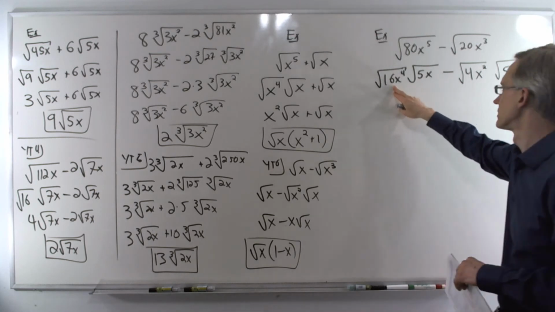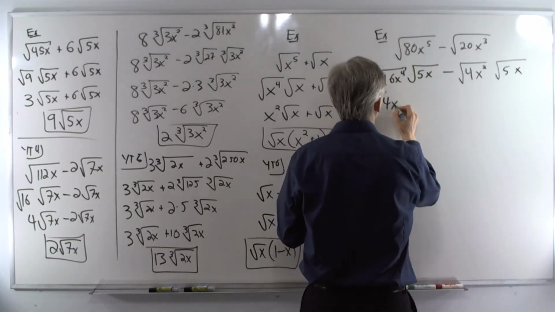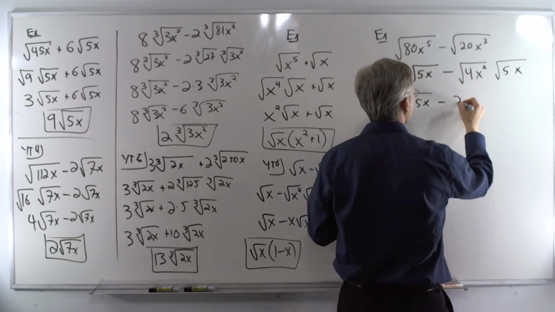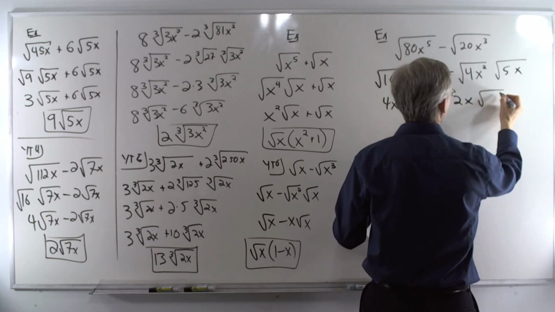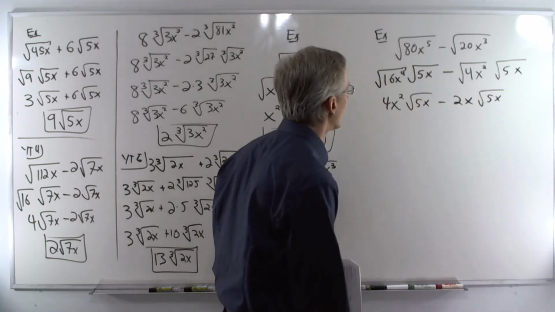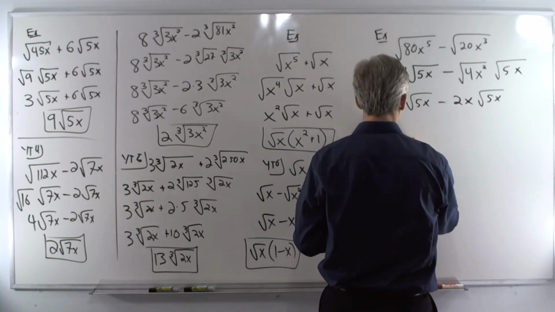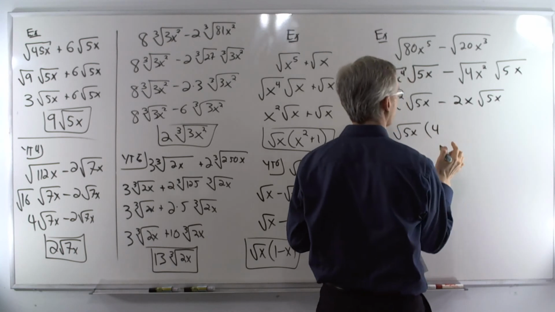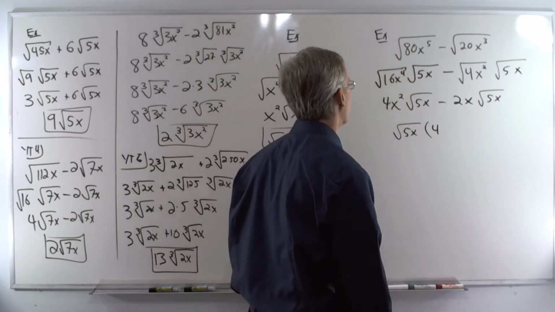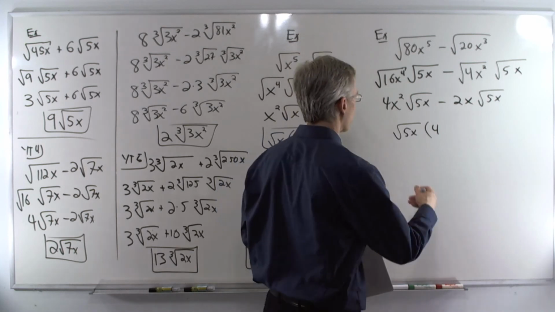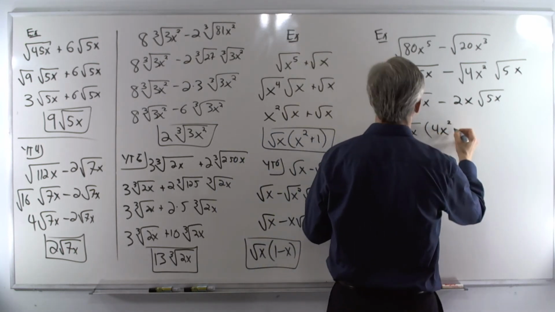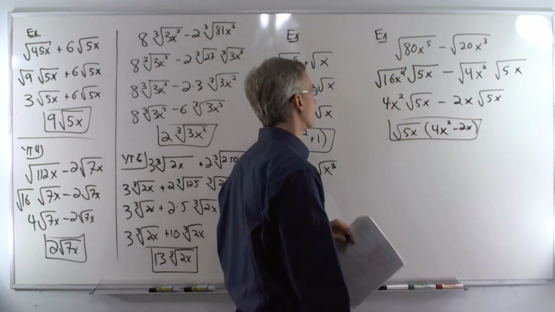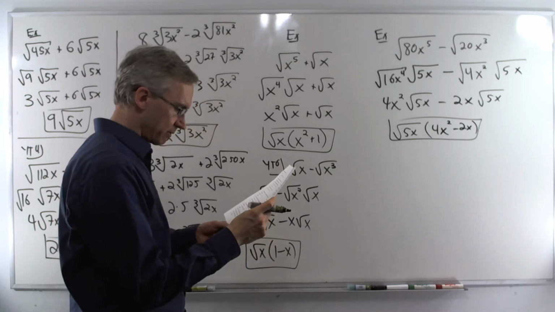All right, here this simplifies into 4x squared times 5x. And over here, square root of 4 is 2, square root of x squared is x. We get 2x times the square root of 5x. Now we can factor out the square root of 5x. And we get 4x squared. Actually, we can factor out a 2 as well. Factor out a 2x. Factor out all sorts of stuff. Let's just keep it like this. Lots of different ways you can write that one. All right, next example.